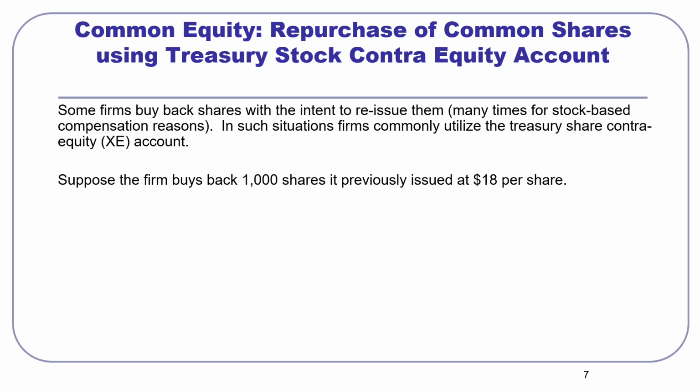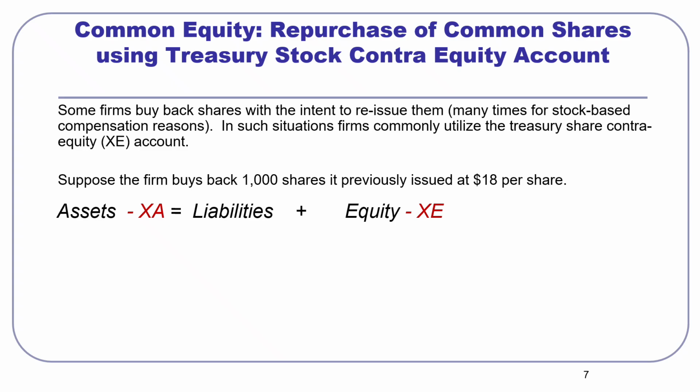Treasury stock is a contra equity account. And you saw a contra asset account before in the form of allowance for doubtful accounts, which was a negative number offsetting the asset accounts receivable. The same idea happens here in equity. Putting numbers on this, suppose the firm buys back 1,000 shares of the 10,000 that it previously issued. Assume additionally that the firm pays $18 per share to buy them back.